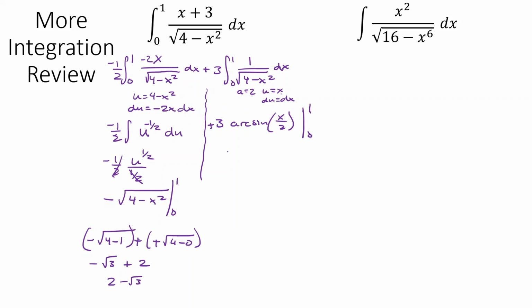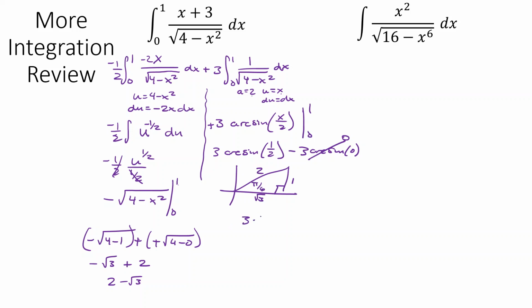All right, for this one, we plug in 1. We get 3 arc sine of 1/2 minus 3 arc sine of 0. Arc sine of 0 is just 0. Arc sine of 1/2, this angle whose sine is 1/2. We're back in the first quadrant. 1, 2, square root of 3. So this must be pi over 6. So we get 3 times pi over 6, which is pi over 2. So we got this plus this. So we get this plus pi over 2, and there is our answer. Wow, a lot of stuff happening there, huh?